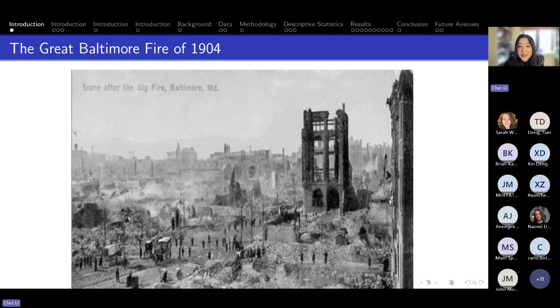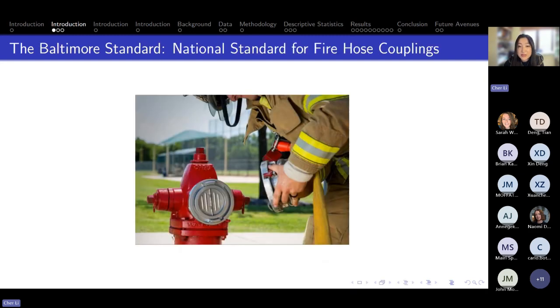At that time in the US, there were over 600 different hose coupling sizes. Without a standard, the incoming firefighters couldn't connect their hoses to the hydrants. The result: 17 city blocks destroyed, 1,500 buildings reduced to rubble, and 2,500 businesses wiped out. This disaster made one thing clear: the lack of standards can have catastrophic consequences, which brought us to the Baltimore standard.